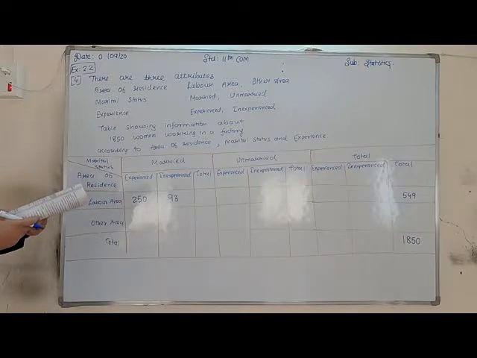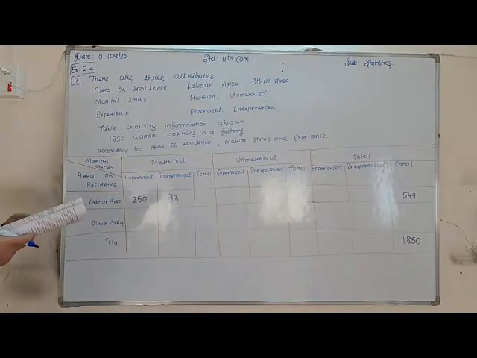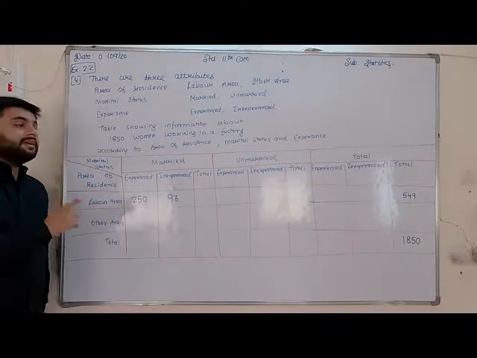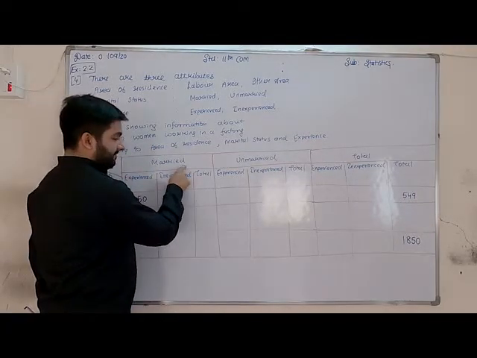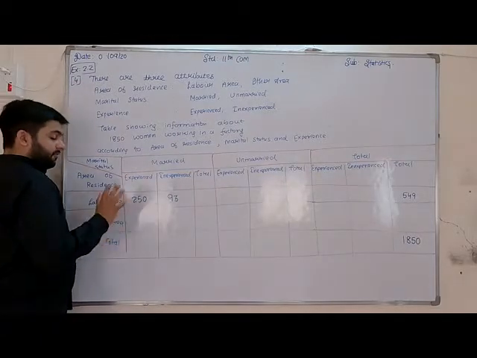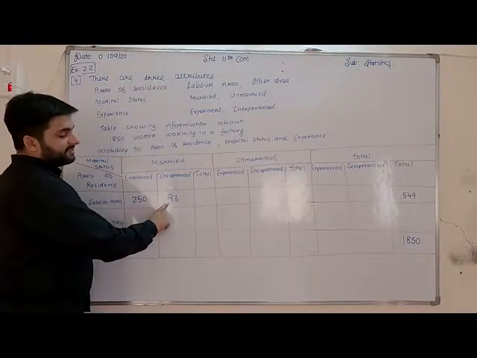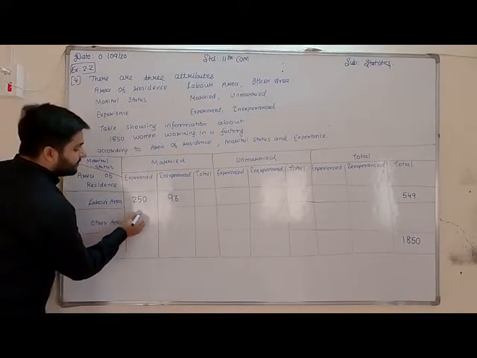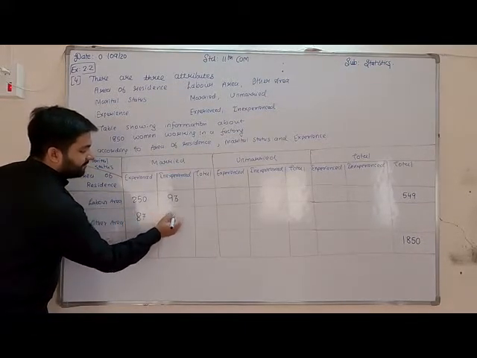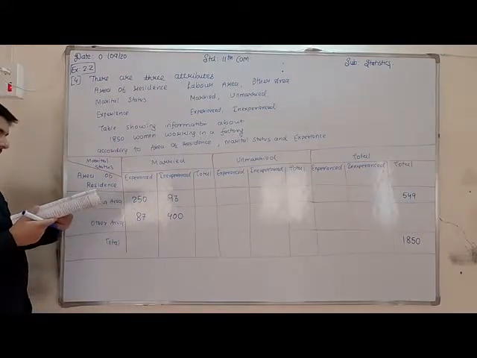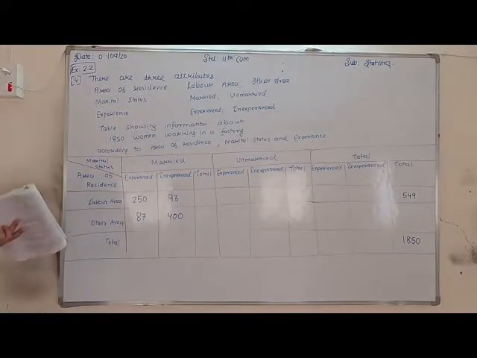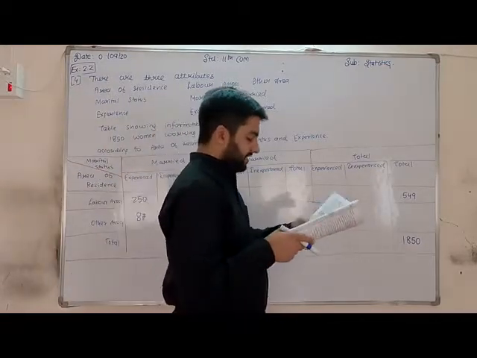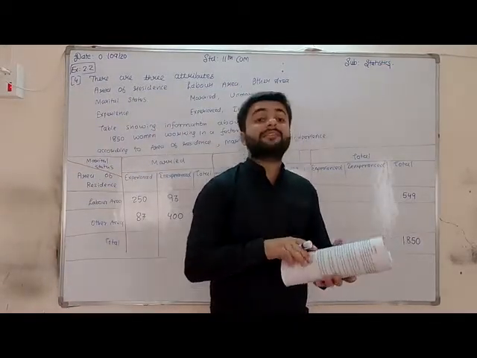The number of experienced and inexperienced women from other area were 87 and 400. But see friends, they are continuing their words. They are continuing that in married, total married women from labor area 250 had experience, 93 were inexperienced, and again they are talking about the other area and these women are married itself, 87 had experience and 400 were inexperienced. Okay? Yes.